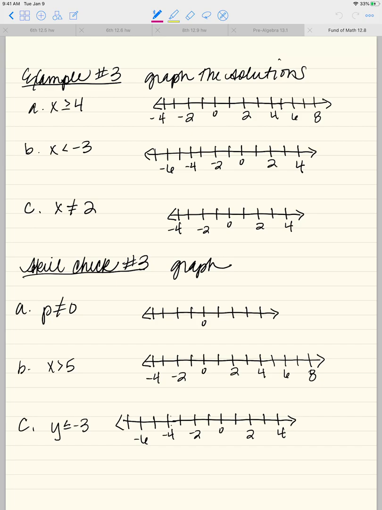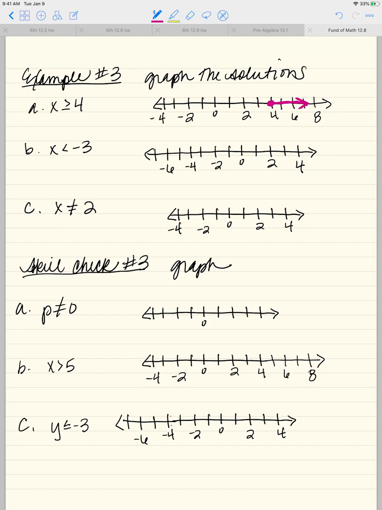Example number 3. Graph the solutions. X is greater than or equal to 4. So x is anything that is bigger than 4 or is 4. So we find 4 in our number line, and we do a closed circle at 4 because it can equal 4. Now, do we shade to the right? Do we draw an arrow to the right or to the left? Well, x is anything bigger than 4. Where are the values bigger than 4? They are to the right of 4. So I draw an arrow that goes to the right.